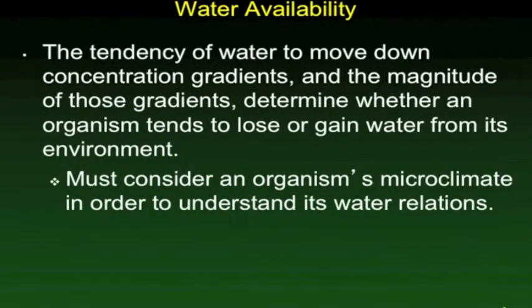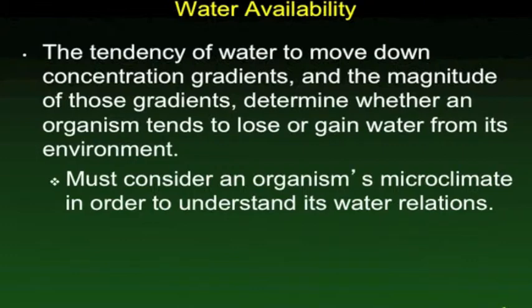Your previous studies in chemistry and biology have taught you that water tends to move from an area of high concentration to an area of low concentration, and we call that moving down the concentration gradient. And what we'll be looking at in this chapter is how animals gain and lose water depending on the type of microclimate that they live in.